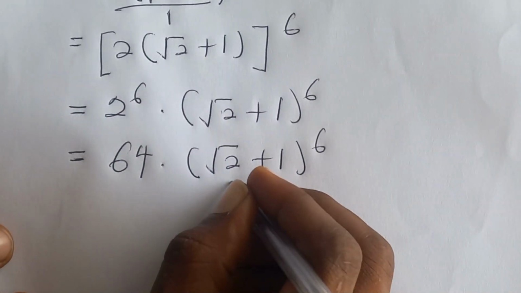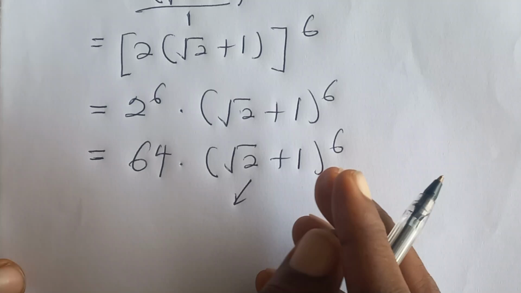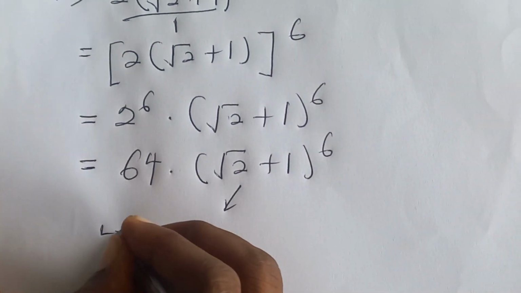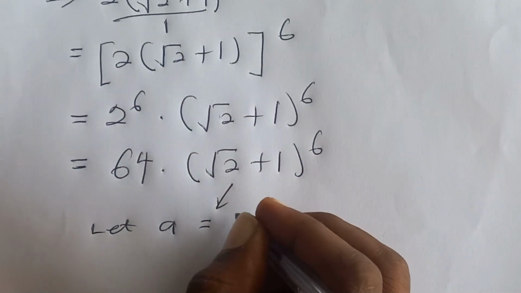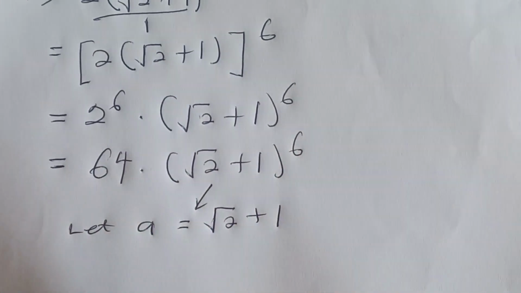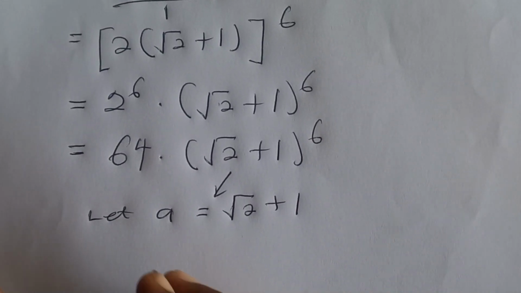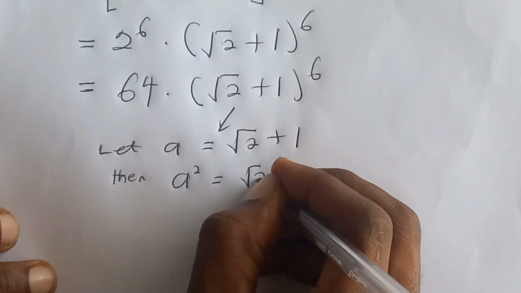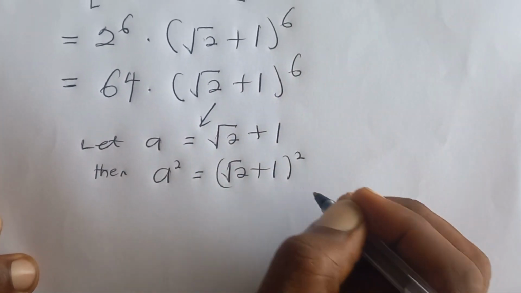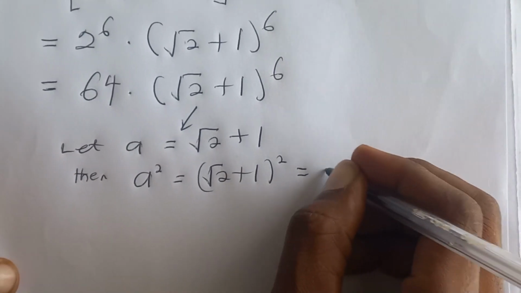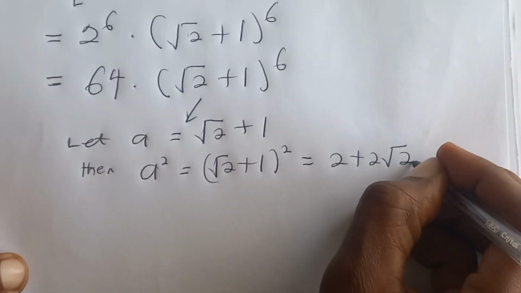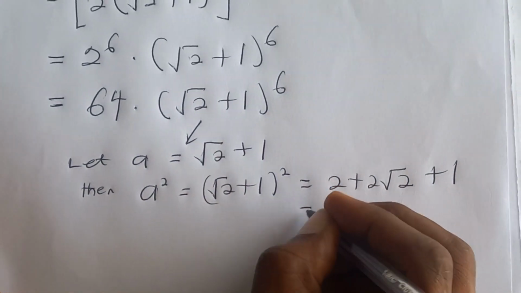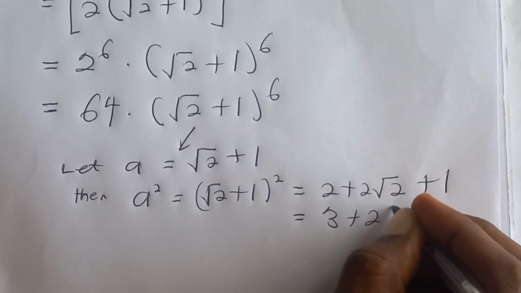Now let's try to solve this one first. Let's use a simple binomial. Let a be equal to square root of 2 plus 1. Then a squared is going to be square root of 2 plus 1 all squared, which is equal to 2 plus 2 square root of 2 plus 1. For simplification, we get 3 plus 2 square root of 2.